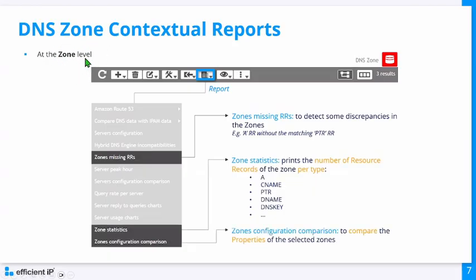So these are reports at the zone. Again, you can look for zone missing resource records, for example, an A record without matching PTR. So you have an A record without a PTR. You will be able to view the zone statistic, how many A records, how many CNAME records, and so forth. And then you can compare the zone setting.